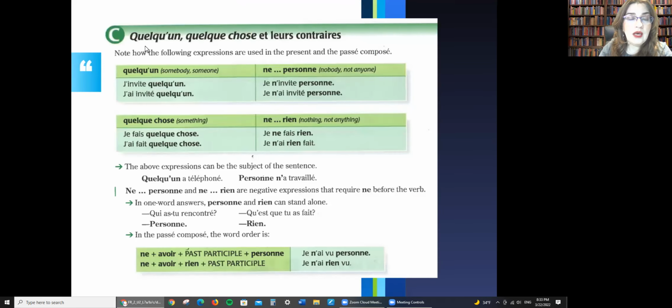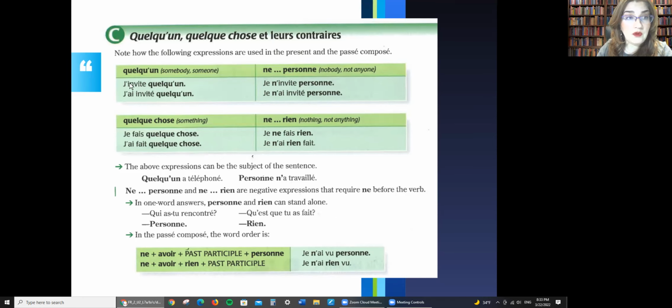And we will look now at how we use them in a sentence. But also we will learn the expressions quelqu'un, someone, quelque chose, something, and their contraries, et leur contraire. Note how the following expressions are used in the present and the passé composé. So now that we learned already how to conjugate the verbs in the present and the passé composé, we're going to learn all these expressions in both the présent and passé composé. We see where we place them for each tense. Okay, quelqu'un meaning someone or somebody.